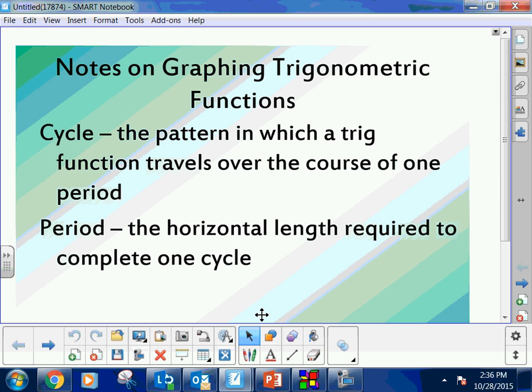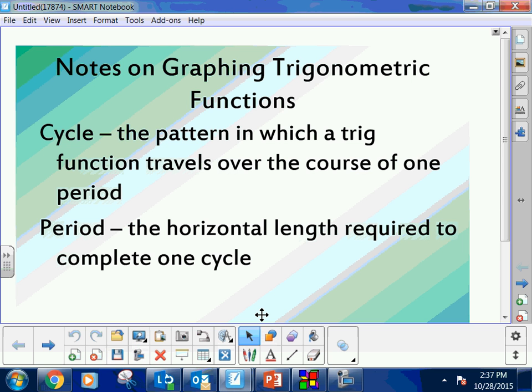So the length would be smaller to complete an actual period. Or if I went ahead and stretched them out, if I made them bigger, then I would need more space to actually make a whole period, to make it go all the way across. So that's kind of what we're going into. So let's talk about what it requires for us to make a period.